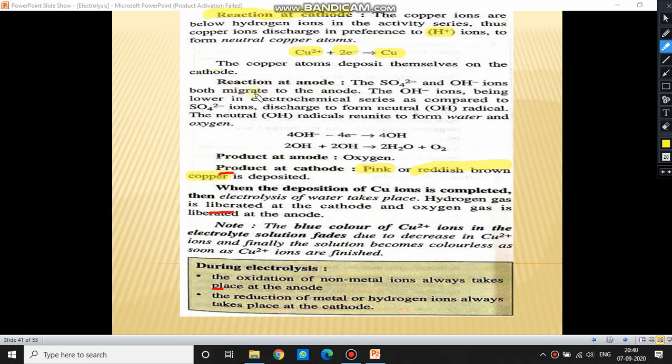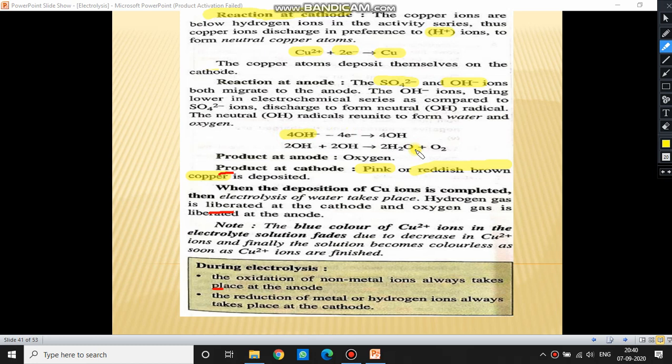Now, what is happening at anode? So the two types of anions are sulfate and hydroxyl. Now hydroxyl ions are below the sulfate ions in the discharge series. So hydroxyl ions will go first. Now since this equation has been backtracked, you would be wondering why they are showing it with 4OH minus. How did they come to know the balancing first?